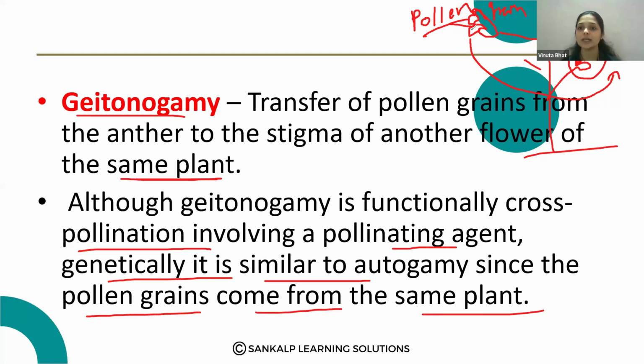Here, for pollen grains to transfer from this flower to another flower, pollinating agents are needed, right? Genetically it is autogamy, since pollination happens within the same plant, but the pollinating agents are required here, that is geitonogamy. They may ask you the difference between geitonogamy and autogamy, or geitonogamy and chasmogamous flower. Please know the meaning of all these types of pollination.